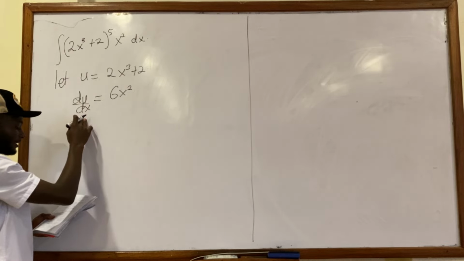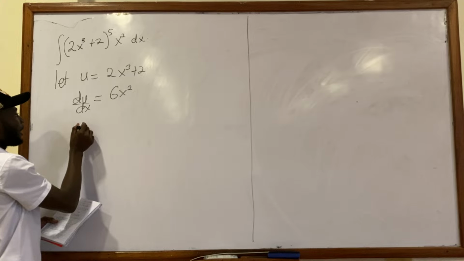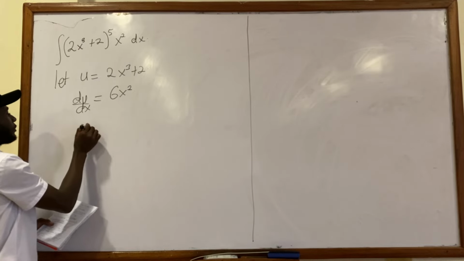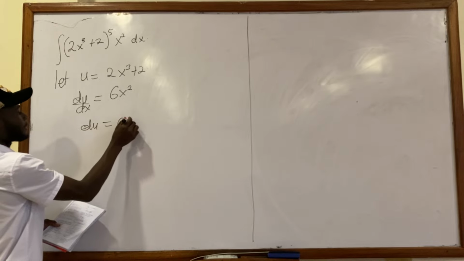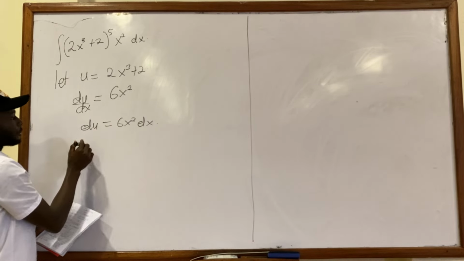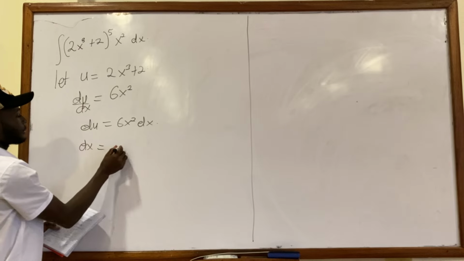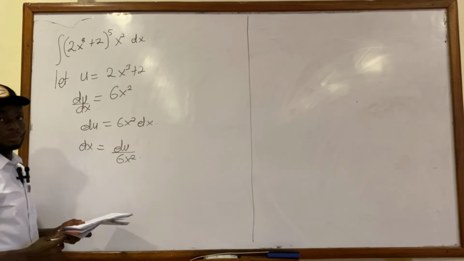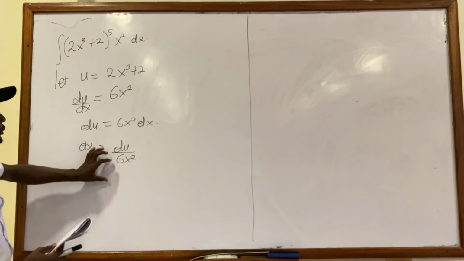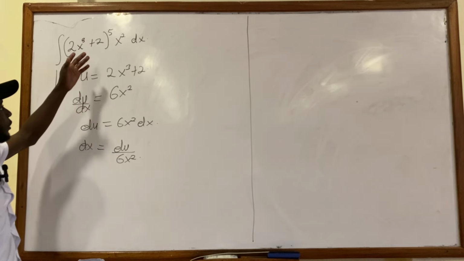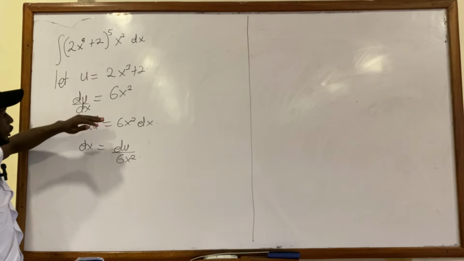Then we make dx the subject. So du equals 6s squared dx. Now we need the dx. So we say dx equals du over 6s squared. Now we substitute the dx into the function and then replace this one with u.